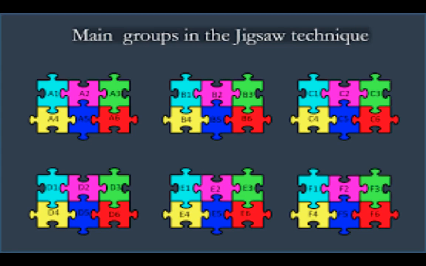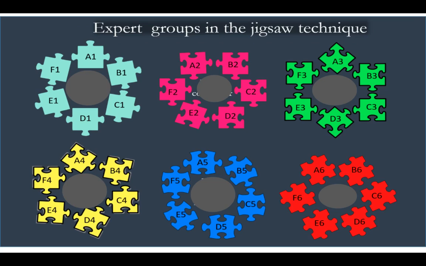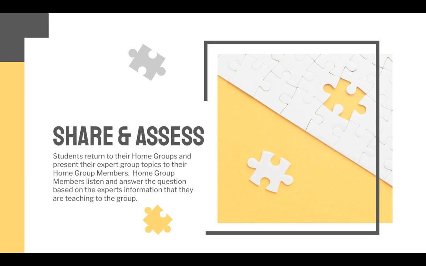In the second part of this series, we discussed the setup of the jigsaw technique. We discussed the home group and the home group expectations. From the home groups, they move to expert groups. Today we're going to discuss the last part of the jigsaw method, the share and assess part. Students return to their home groups and present their expert group topics to their home group members. Home group members listen and answer the question based on the expert's information that they are teaching to the group.